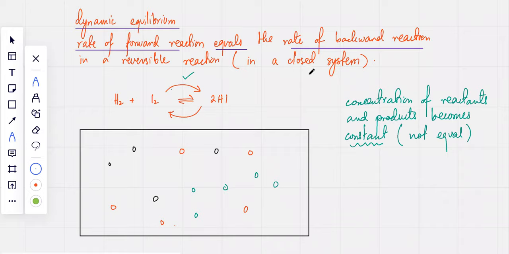Why? Because of the rate at which HI is being formed: if 10 molecules are formed every second and 10 molecules decompose every second, then the amount of HI remains exactly the same as it was before. So is that clear? Yes.